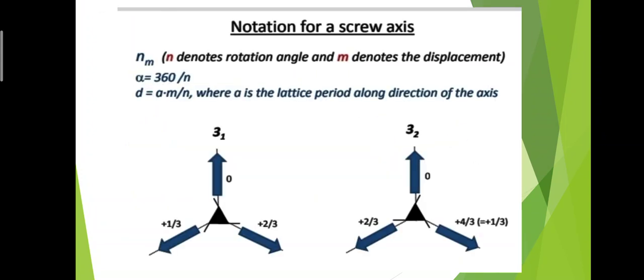Notation for a screw axis. N denotes rotation angle and M denotes the displacement. Alpha is equal to 360 divided by N. D is equal to a times M over N, where a is the lattice period along the direction of the axis. 3_1: plus 2/3, plus 1/3. 3_2: plus 4/3, equal to plus 1/3, plus 2/3.